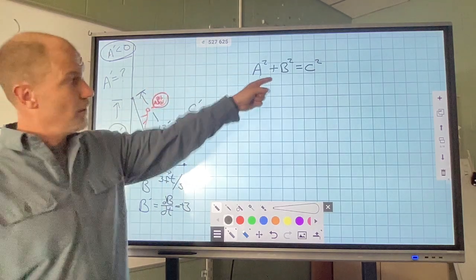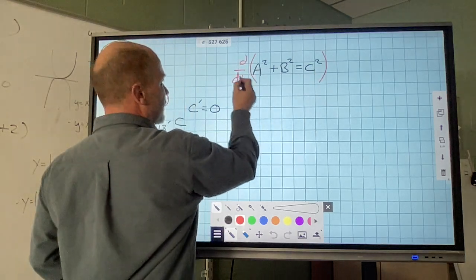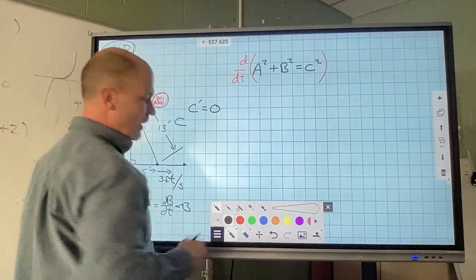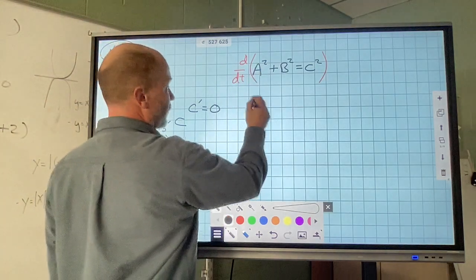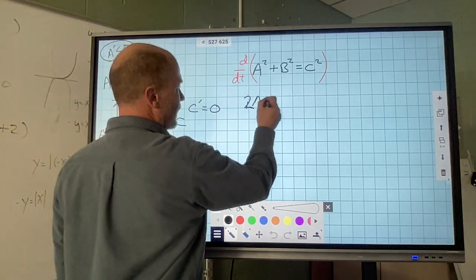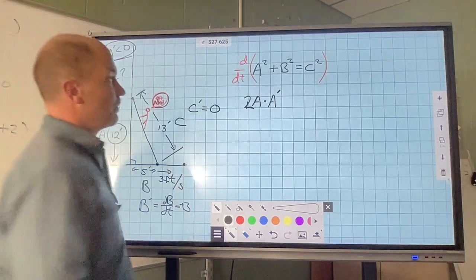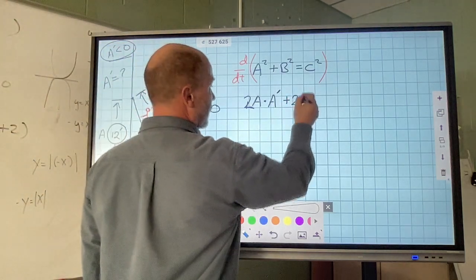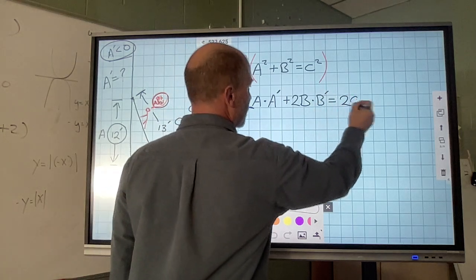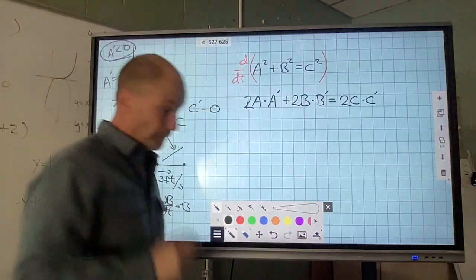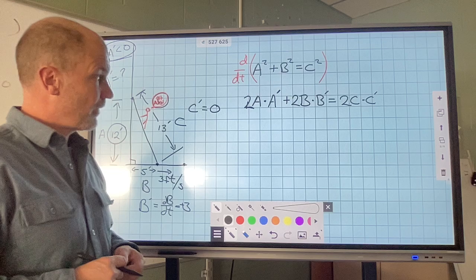But now that we have the equation, all we have to do is take this derivative with respect to time. And when we do that, we need to make sure we're taking the derivative implicitly. So the derivative of a squared is 2a times the derivative of a with respect to t, which is a prime, or da/dt. And we're going to do the same thing with b: 2b times b prime equals 2c times c prime. And this is it. All we have to do now is plug in values for all of our variables.